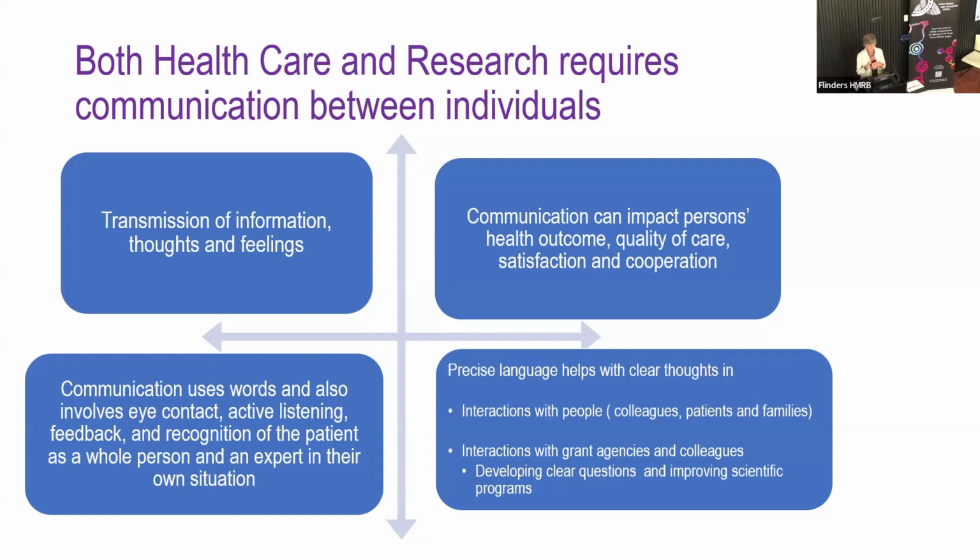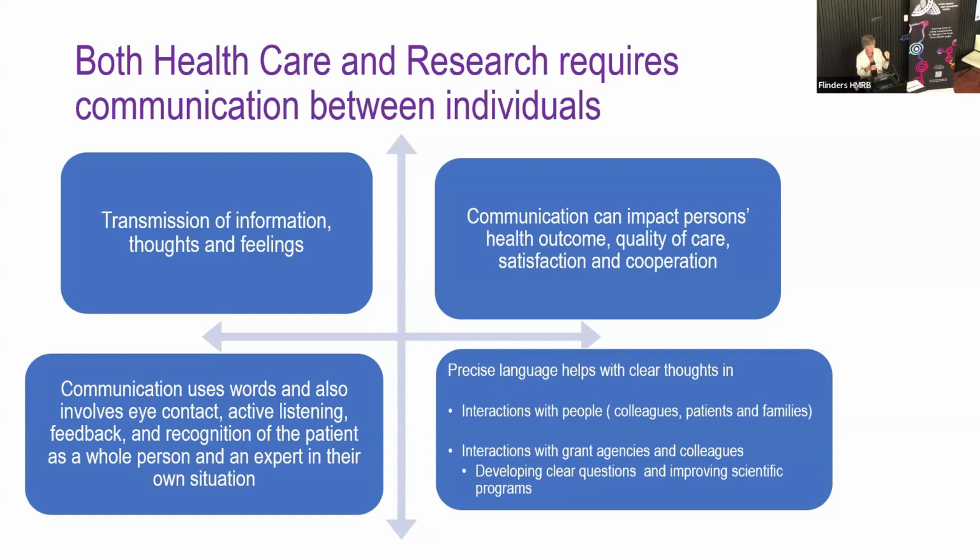Precision in language is also important. It helps us with clarity of thought, and I think it makes it clear what we're talking about and who, and we sometimes are quite flippant about that. It also helps with interactions with grant agencies and colleagues, and I think Stephen alluded to this. When you're talking to ministers of health or policymakers, they nod, but they don't always understand what you're saying. So you have to sometimes bring it down to exactly what you're trying to say.